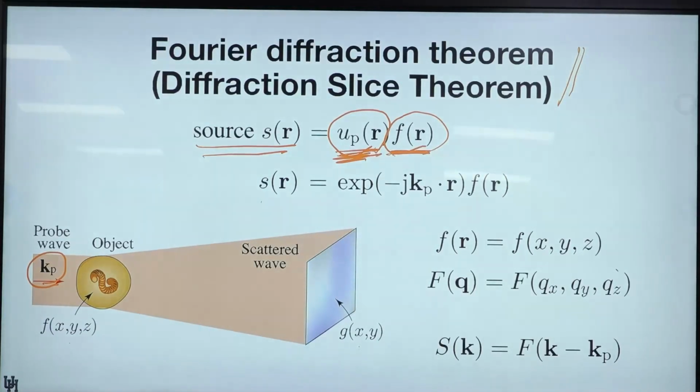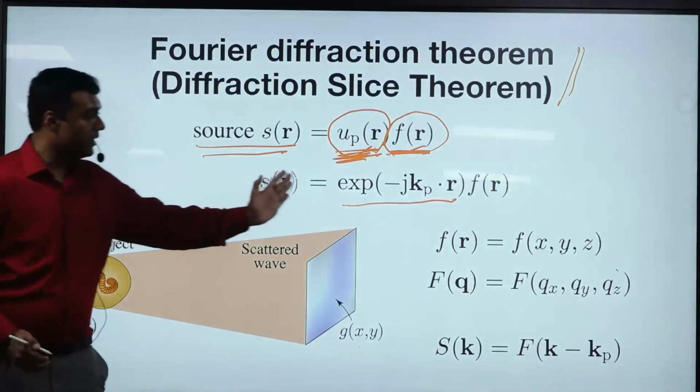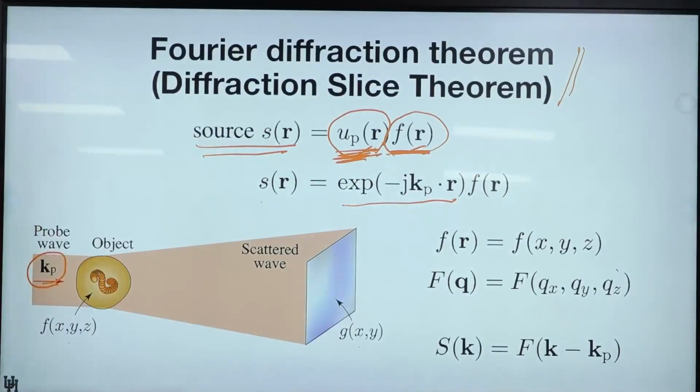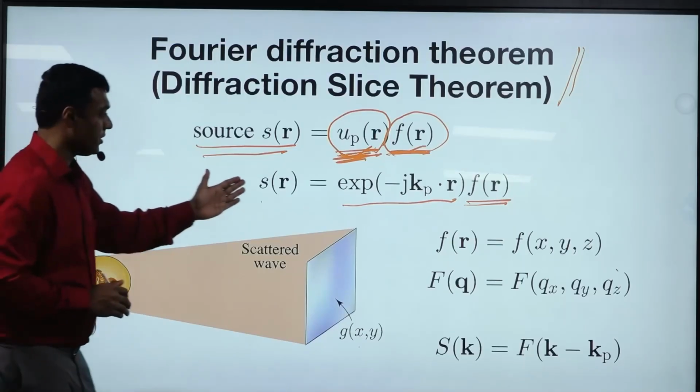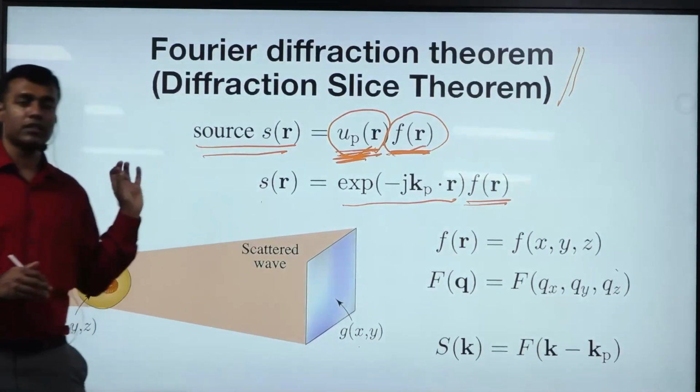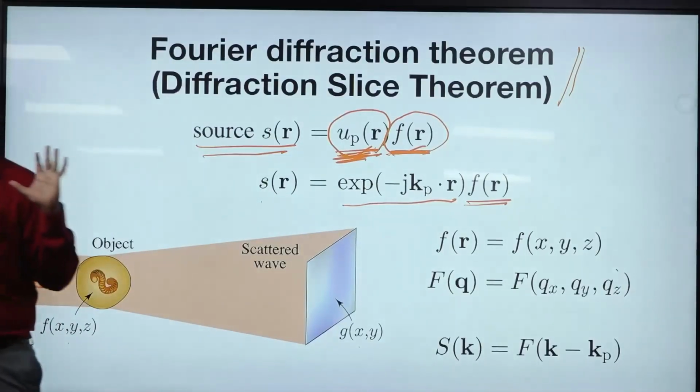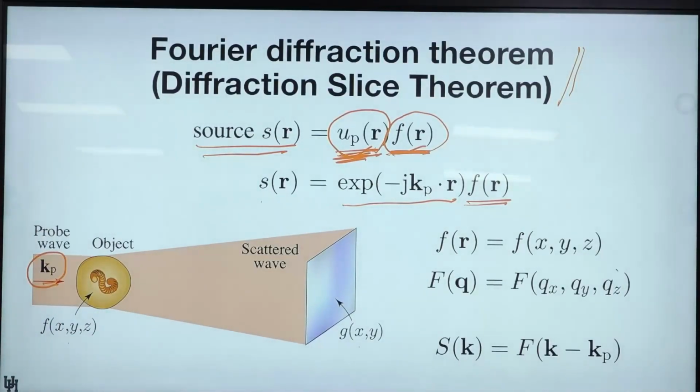What's the equation for a plane wave? e to the minus j k dot r. So in this case, k equals k_p. So e to the minus j k_p dot r is the plane wave incident on the sample, and then that times the scattering object function gives you sources. So now each of these dots at position r becomes a source of light. Okay, so now you have created a bunch of sources inside the three-dimensional object.